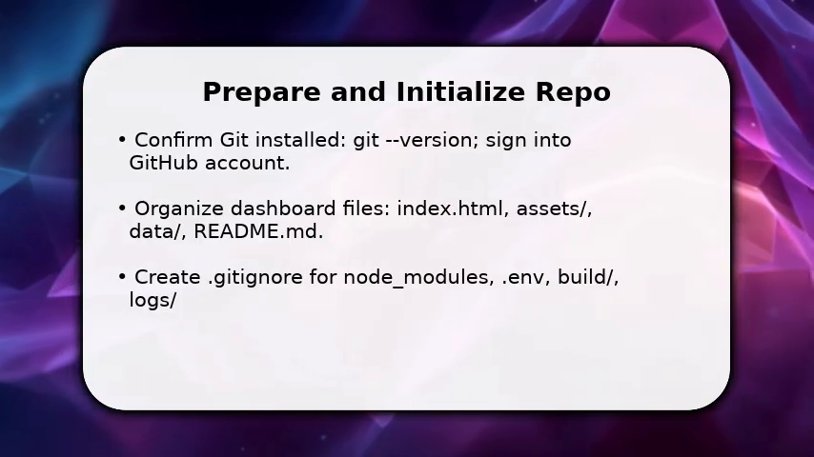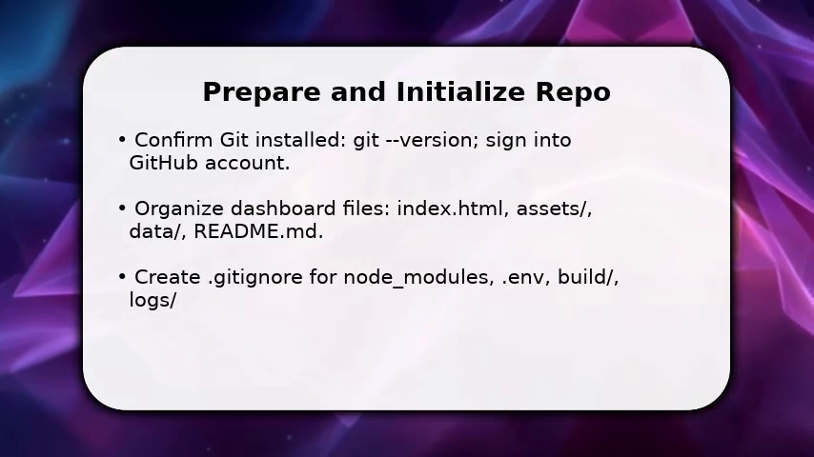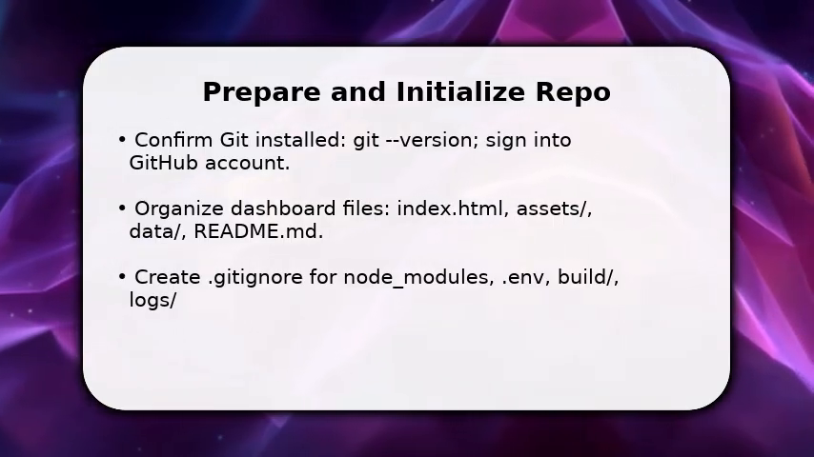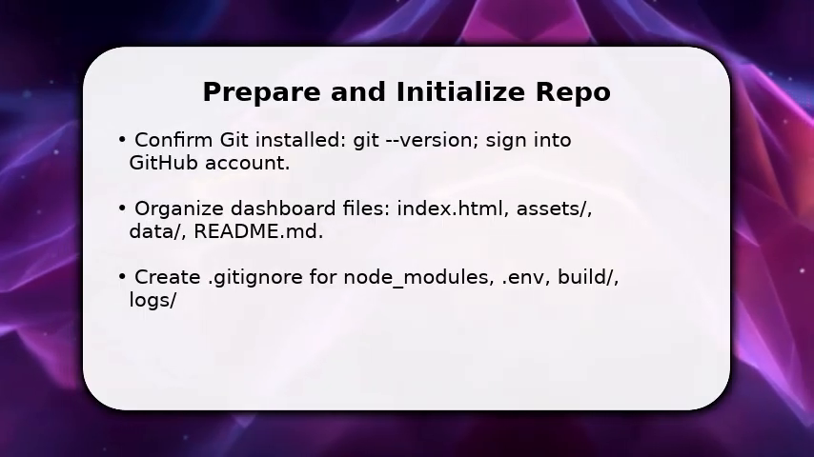Then stage your files with git add and commit with a clear message. This creates a local snapshot you can push. Keep messages actionable because they help when you track changes later.